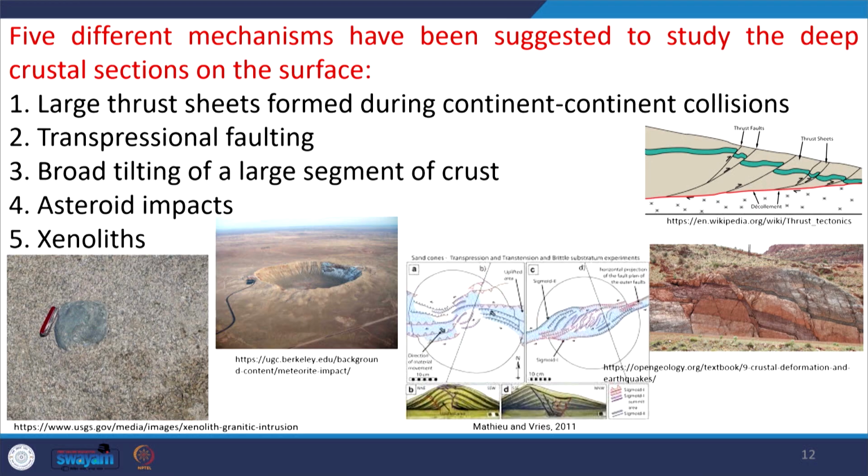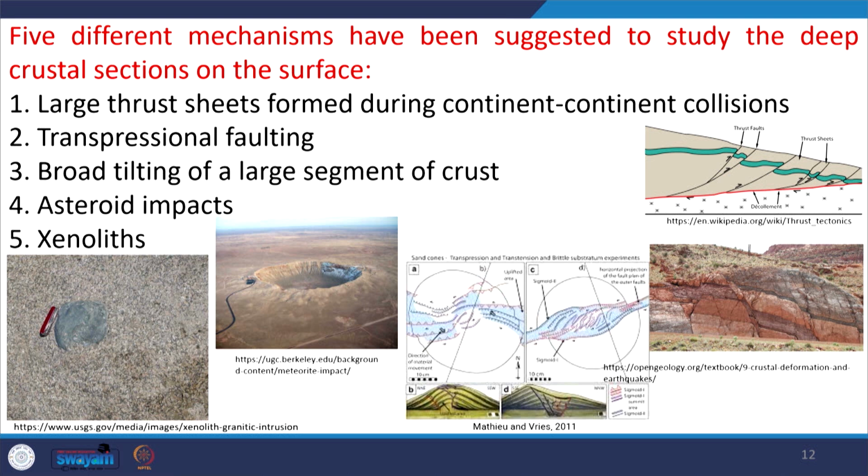There are 5 different mechanisms that suggest how the deep crustal section can be studied. What are these 5 different mechanisms? First is the large thrust sheet formed during the continent-continent collision. We know this continent-continent collision will be studied in future classes.